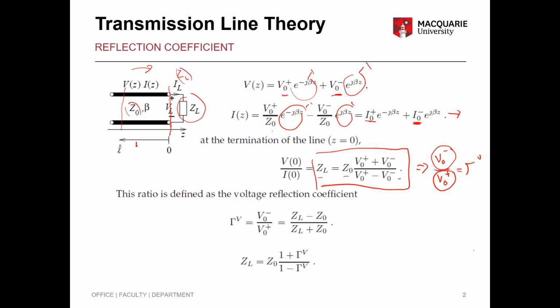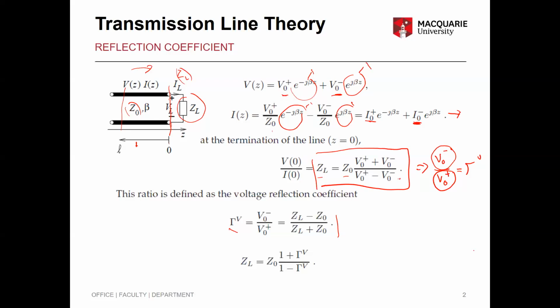If you do the algebra, you will end up with something similar to this. This is something you need to remember. The voltage reflection coefficient tau V equals Z load minus Z0, divided by Z load plus Z0, where Z0 is the impedance to the left of that interface. Right? So we can look at this in a little more detail now.